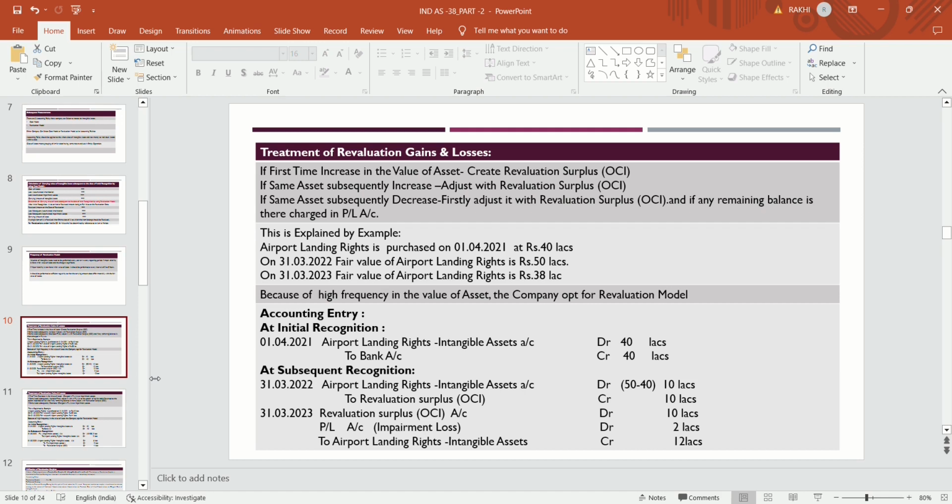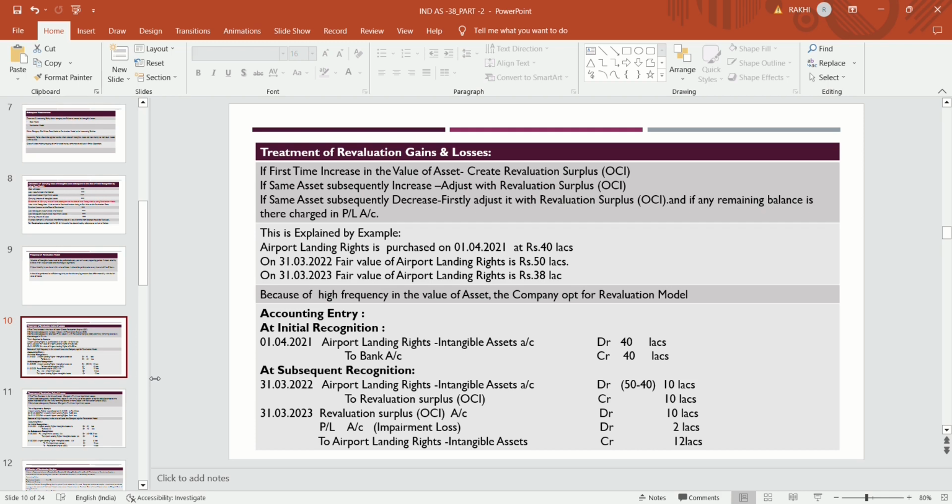Suppose an airport landing right is purchased on 1st April 2021 at rupees 40 lakhs. On 31st March 2022, the fair value of the airport landing right is 50 lakhs. On 31st March 2023, the fair value of the airport landing right is 38 lakhs. Because of high volatility in the value of the asset, the company opts for the revaluation model. So how will the company recognize this?